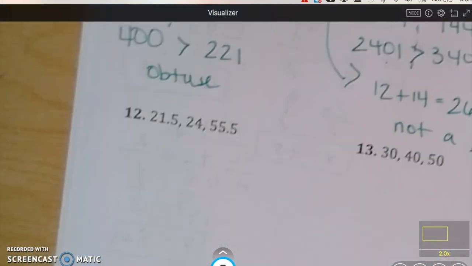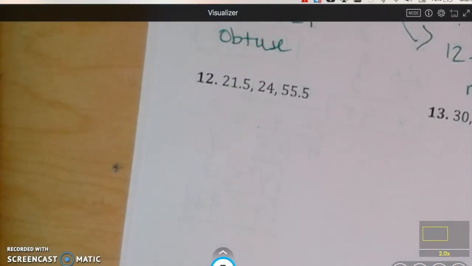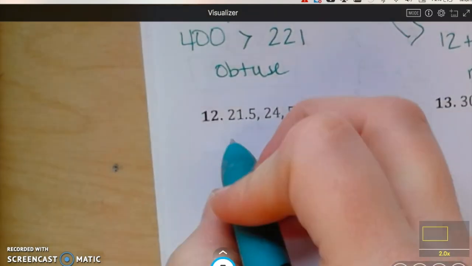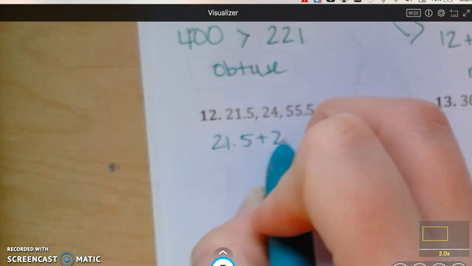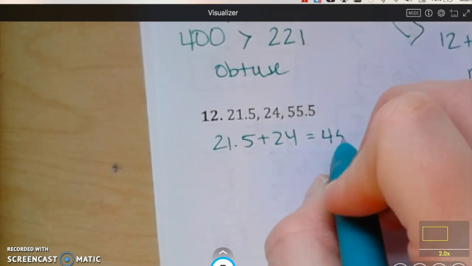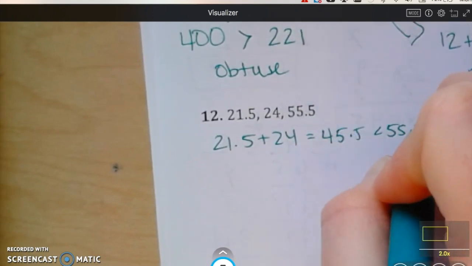Number 12. All right, first off, let's check. 21.5 plus 24 gives me 45.5, which is smaller than that third side, so this is not a triangle.